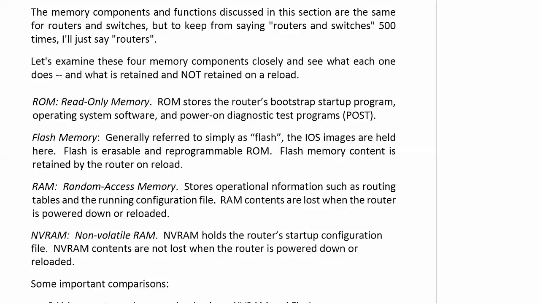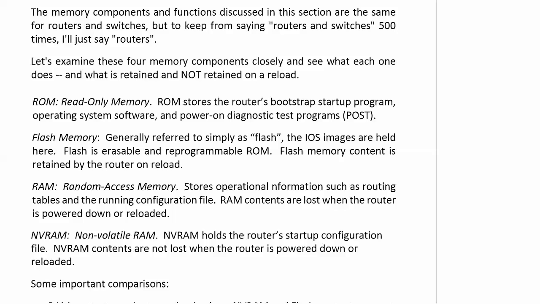Then we've got Flash. And the full name, of course, is flash memory, but this is very important because you're going to find important files here, especially the IOS image files themselves. What this is, it's erasable and reprogrammable ROM, and flash memory content is retained by the router on a reload. Now, with random access memory, or RAM, this stores operational information such as routing tables and the running config file, the running configuration file. Now, the contents of RAM, we're going to lose when we reload the router.